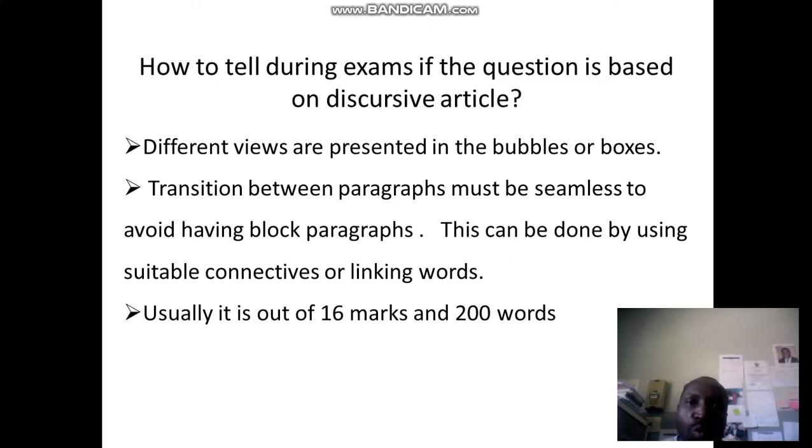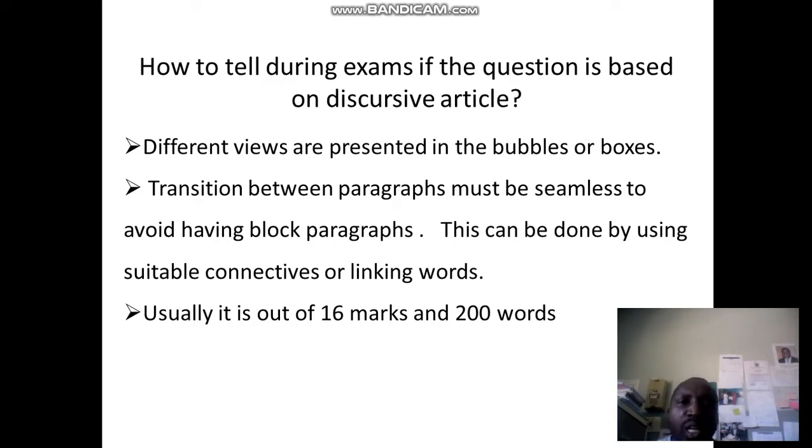During examination, the question that is based on a discursive article or essay comes with different views. There are bubbles or boxes. Within these bubbles or boxes, there are different views based on the topic. Some are against the topic, some are for the topic. But this is not an argumentative essay, it's a discursive article or discursive essay. I will give you an example of such questions, and then we look at how to write a discursive article or essay.